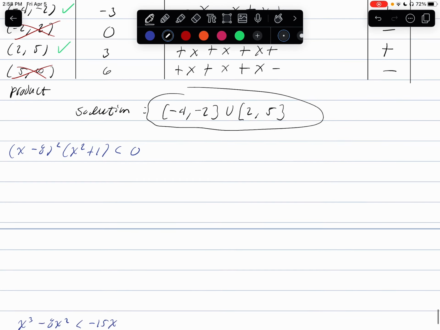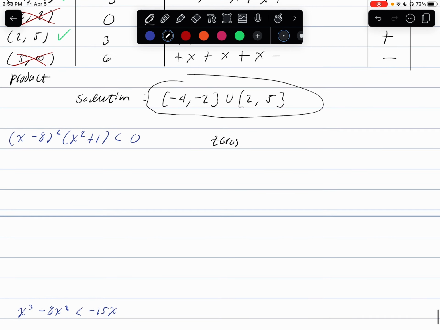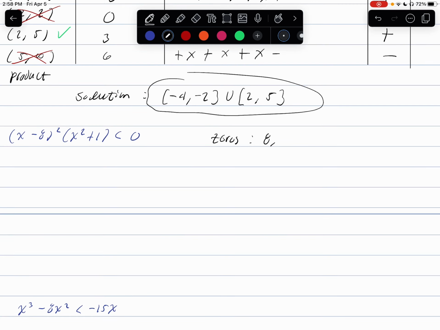Okay, let's try this one. Here we have x minus 8 squared times x squared plus 1. Okay, so first of all, let's look at our zeros here. By the way, this is less than 0. So our zeros are going to be, looks like 8. And then we're not going to have any zeros here for x squared plus 1. That's always going to be positive, okay?